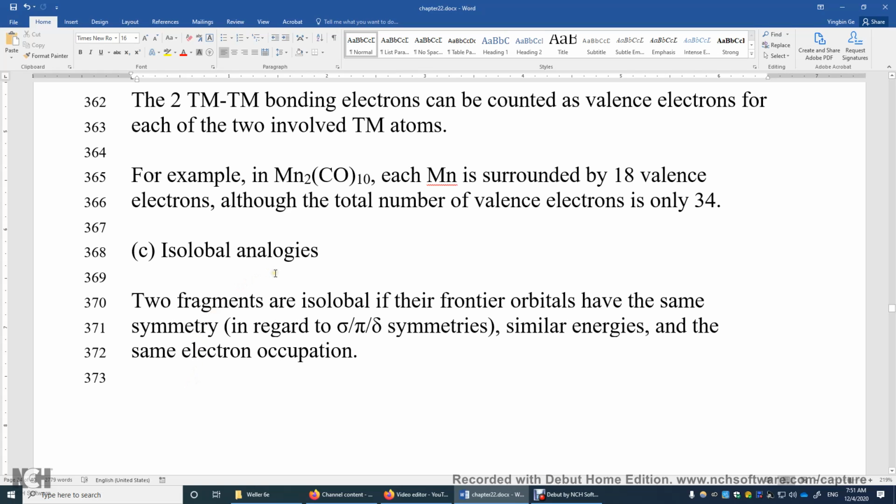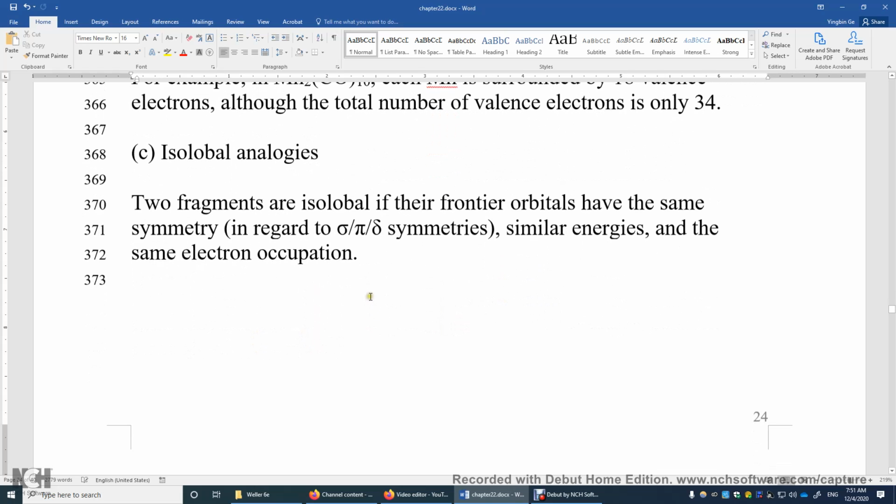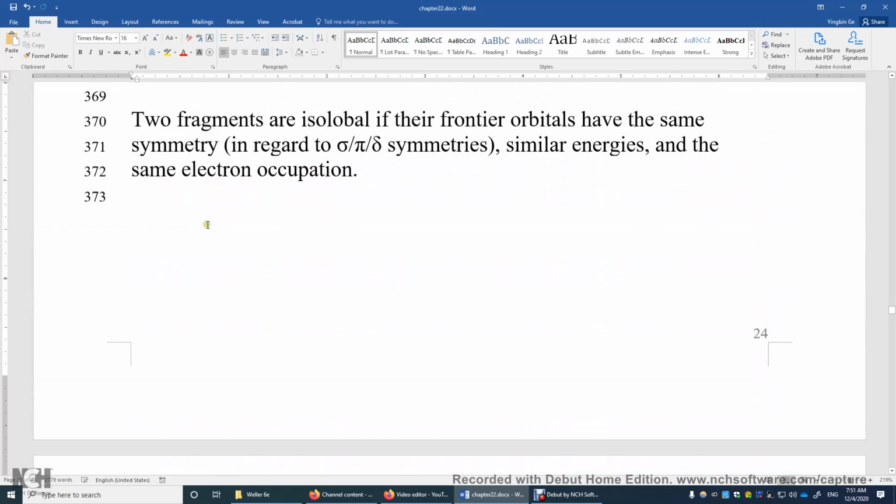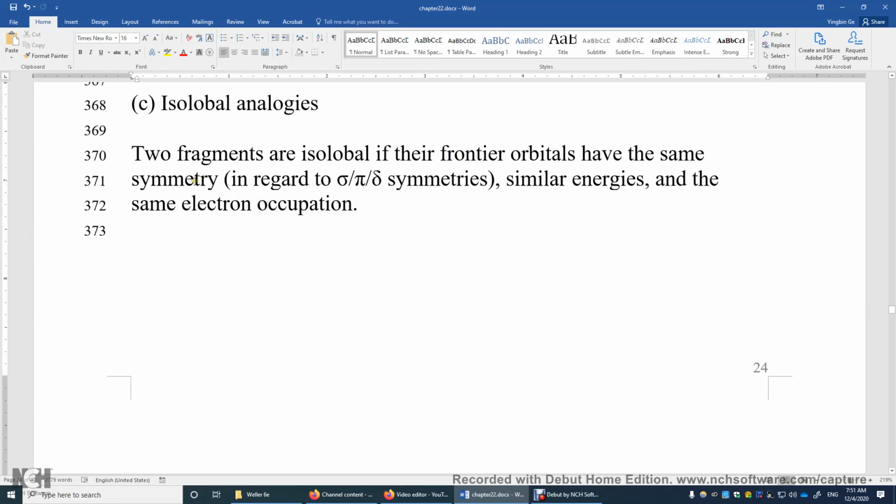Subsection C, isolobal analogies. 2 fragments are isolobal if their frontier orbitals have the same symmetry. We're talking about sigma, pi, or delta symmetry, and they also need to have similar energies and similar electron occupation. That means their frontier orbitals will behave similarly in chemical reactions. Let me give you a few examples. These 4 are isolobal. Again, isolobal means the frontier orbitals have the same symmetry, same energies, and the same electron occupation. It's easier to judge whether 2 fragments have frontier orbitals with the same symmetry or the same electron occupation, but for orbital energies, you probably will have to do some quantum mechanical calculations.